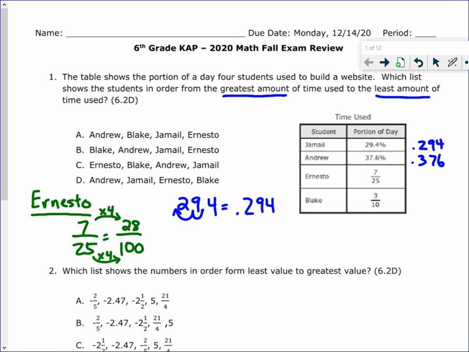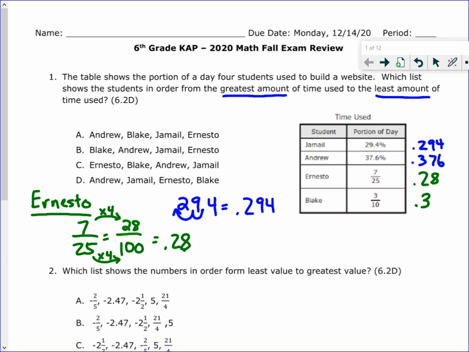And now we can write that as a decimal. And we're going to say it as 28 hundredths. So that equals 0.28. 28 hundredths. Remember the place value. So 0.28. And then finally, Blake is 3/10. That's already written to where we can write it as a decimal. Because 3/10, remember from 5th grade, our place value.